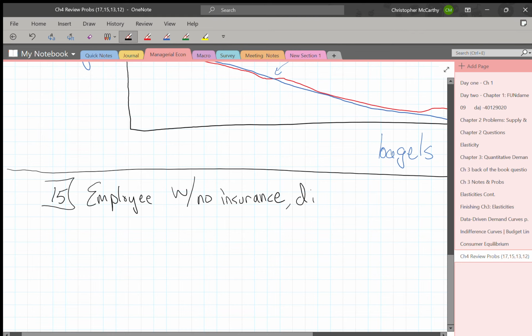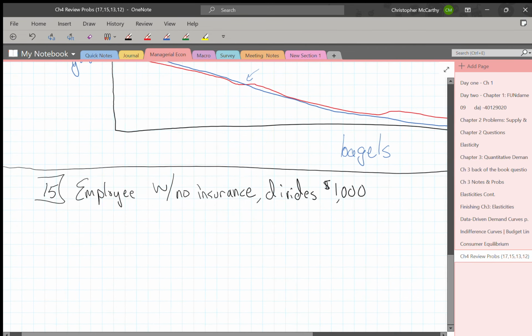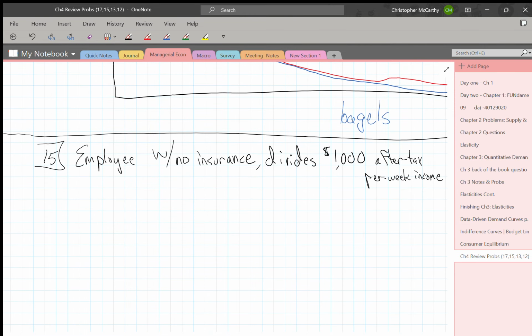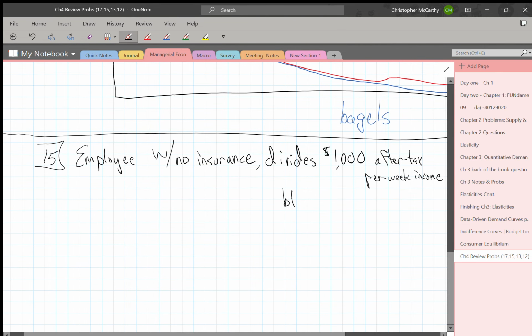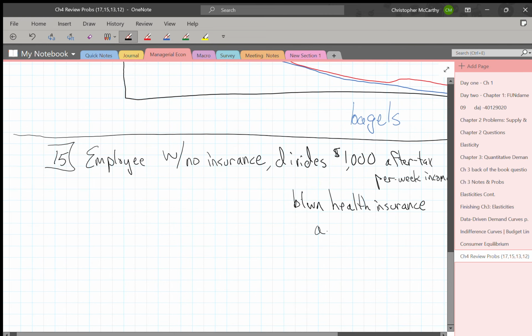She has to divide up $1,000. That's her after-tax per week income. Between health insurance and, again, other goods. And just, if you want, you can just write in other normal goods. It's always assumed, so you can totally say that.